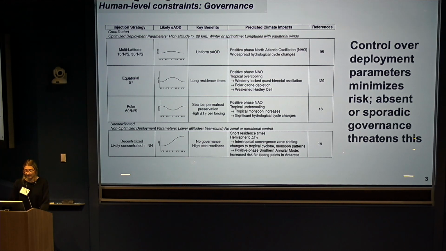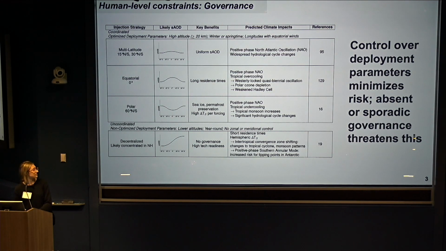Basically, the key here is that injecting at multiple low to mid latitudes results in the most even sAOD, whereas if you inject only at the equator, even though you have long residence times, you get tropical overcooling, which has a bunch of undesired effects. If you inject at the poles, even though there are benefits with sea ice, albedo feedbacks, and permafrost preservation, you also have issues with patterns of uneven warming and cooling. So control over latitude is quite important when it comes to minimizing these dynamic effects.